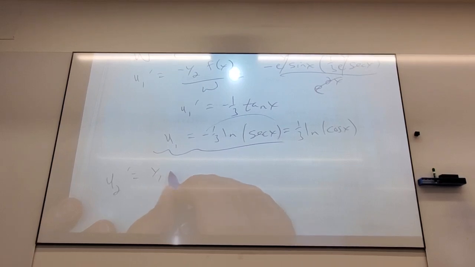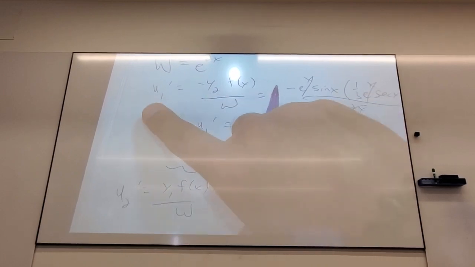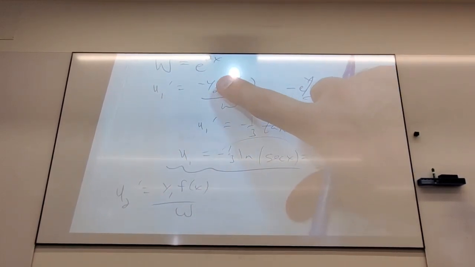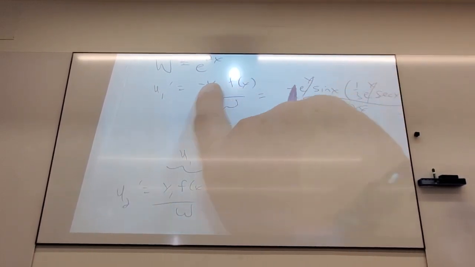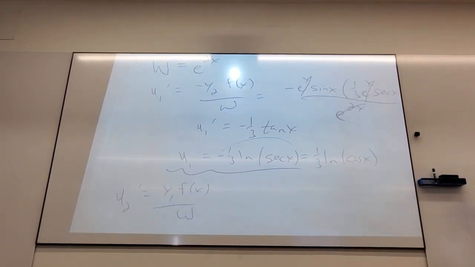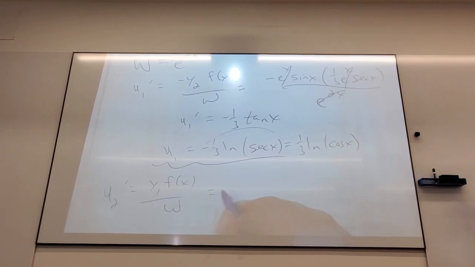Y1 F of x over W. The way I remember this, I'm sure you guys understand the 1, 2, 2, 1. But then this guy gets to go first, so he has to have the negative. That's the trick. So I don't know how you guys have to remember this. Alright, keep going.